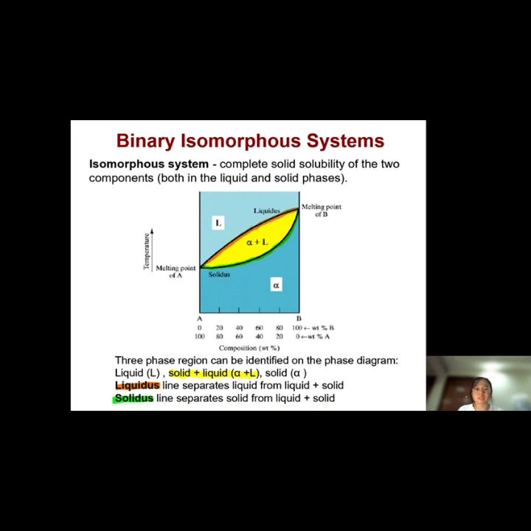These phase areas are separated by the liquidus and solidus lines, in which the curve highlighted in orange is the liquidus line that separates the liquid phase from solid plus liquid, and the solidus line, highlighted in green, separates solid from solid plus liquid.